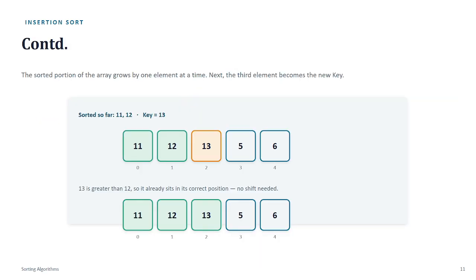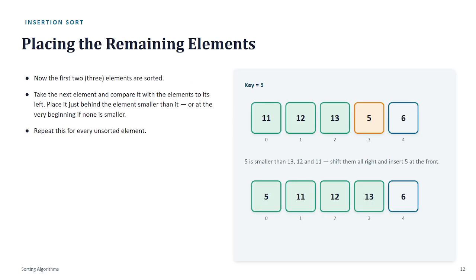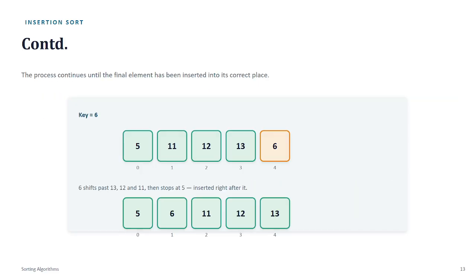Now we repeat the same steps for the next values. Sometimes the new value is already larger than everything before it. In that case, we don't have to move anything, we simply leave it where it is. When a smaller value appears, we shift all the larger elements one position to the right, then we insert the value into the empty position that was created. This continues until every element has been inserted correctly.